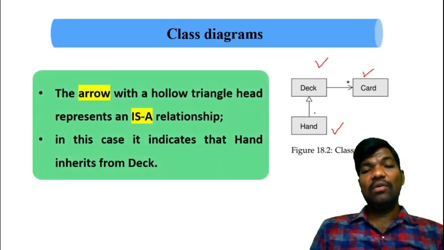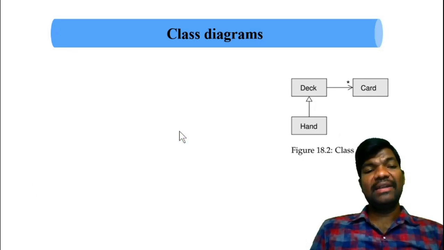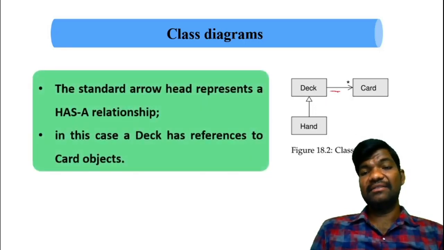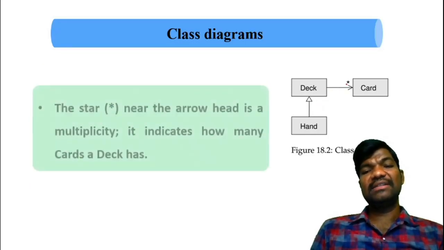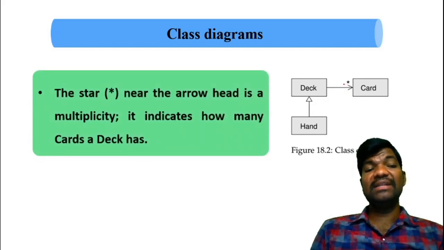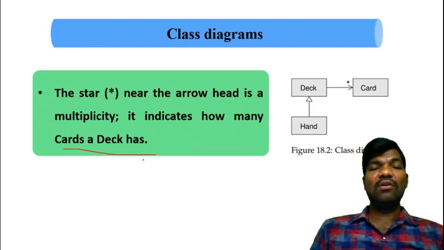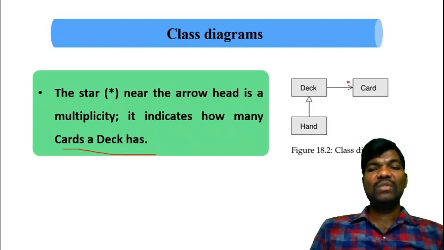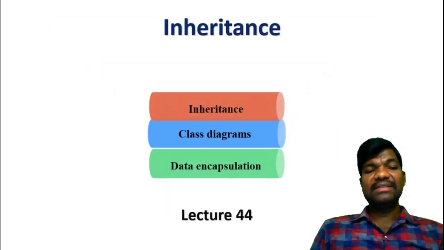Coming to the class diagrams, here Hand is there, Deck is there, Card is there. This arrow represents the is-a relationship, and the normal arrow indicates the has-a relationship. The star indicates multiplicity, that is, how many cards the deck has. So how many cards are available is indicated by the star, right? So that is class diagrams.